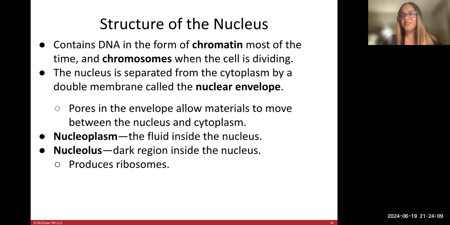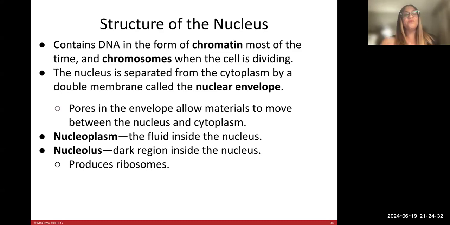We'll talk about that when we get to cell division at the end of the book. But the nucleus is separated from the cytoplasm by a double membrane called the nuclear envelope. There are pores in the envelope that allow materials to move between the nucleus and the cytoplasm. The nucleus has its own plasm. We call it nucleoplasm. It's the fluid inside the nucleus that's akin to the cytoplasm inside the whole cell.